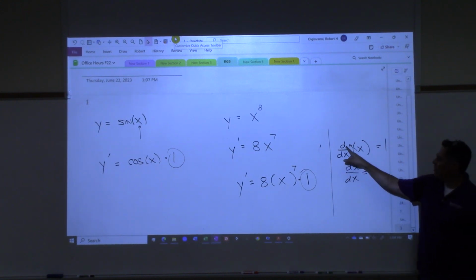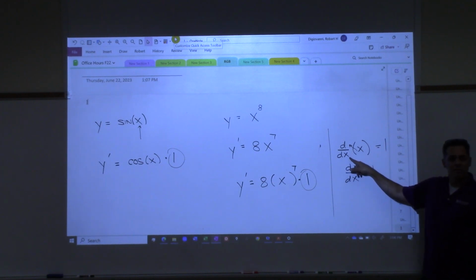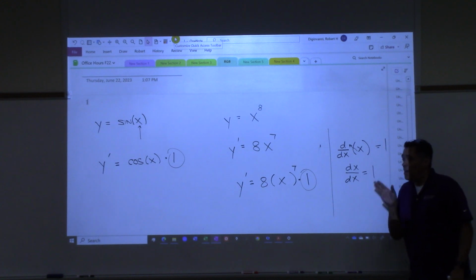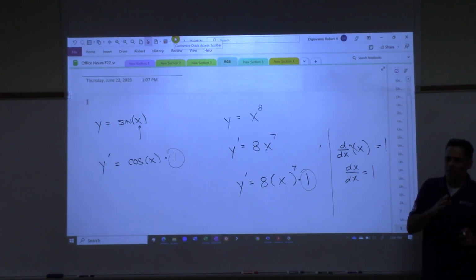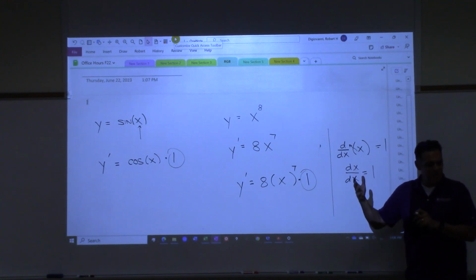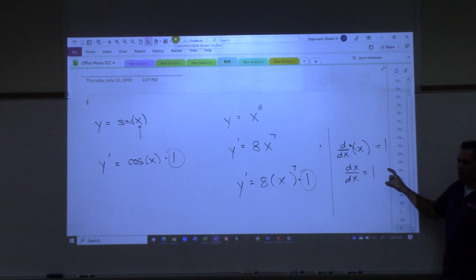We're taking the derivative of x with respect to x. So it's like I'm saying, how much does x change by if x changes by this much? Well, then it changes by the same amount. It just changed. So the ratio should always be 1.